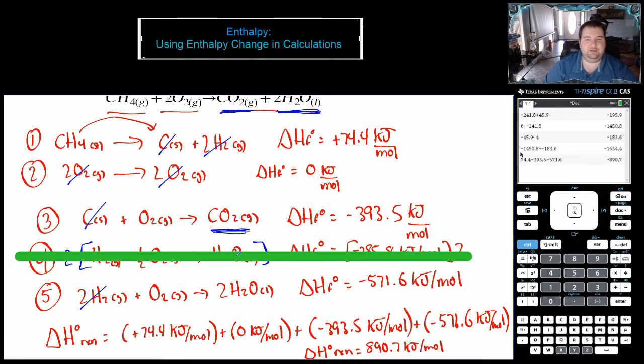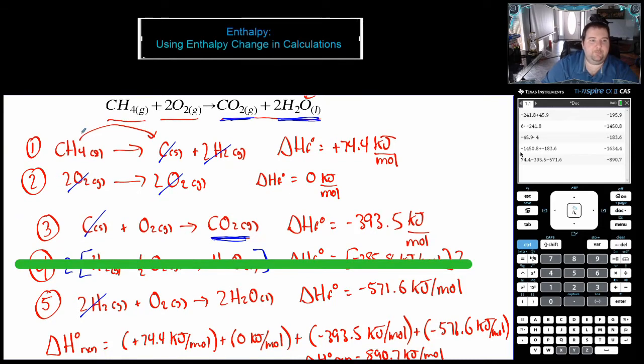Now, I think we're kind of done, aren't we? Because these can't get canceled out either. So let's see what we're left with, and watch what happened. We're left with CH4 on the left. There it is. Maybe I'm going to switch to a highlighter. There's my CH4. I'm left with 1 O2 there and 1 O2 there. That's 2 O2s. I'm left with a CO2 on the right. And I'm left with 2 H2Os on the right.